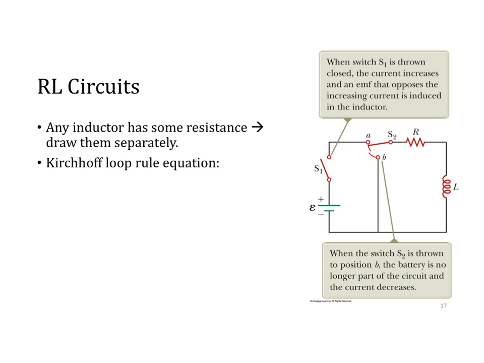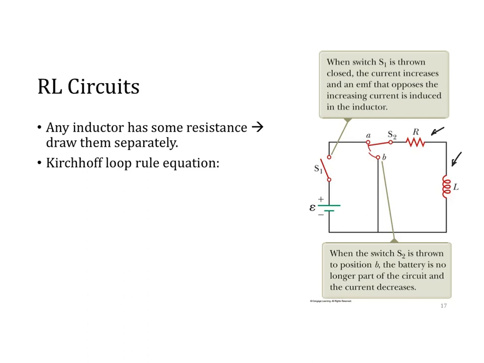So on to RL circuits. Any real inductor is going to have some resistance, right? It's a big long winding of wire, and we've already figured out that resistance depends on the length of the wire. So when we draw our RL circuits, even if it's the same device, the resistance and the inductance are going to be drawn separately.